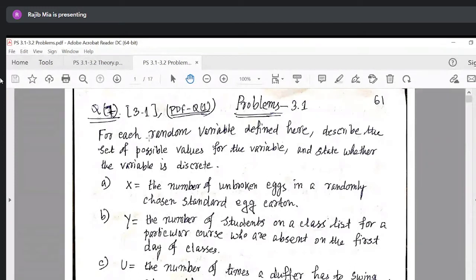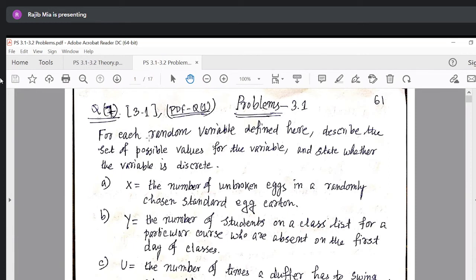Why continuous? Because the set will be in the interval, now the carton that contains. No, no. Sir, this is, if you count, discrete, sir. Yes, discrete random variable. Okay, because here we count. If you count something, that means the random variable is always discrete. Counting means 1, 2, 3, 4, like this. So if you count something, that means this random variable is a discrete random variable. Here we count the number of unbroken eggs in a randomly chosen standard egg carton.